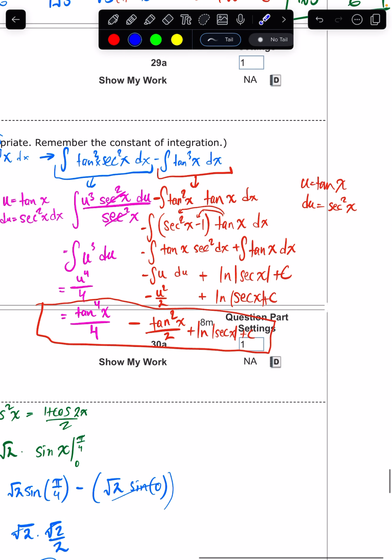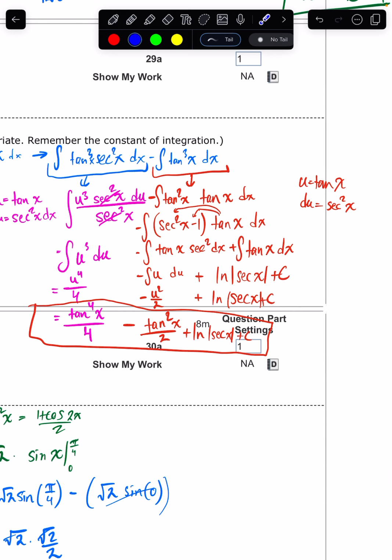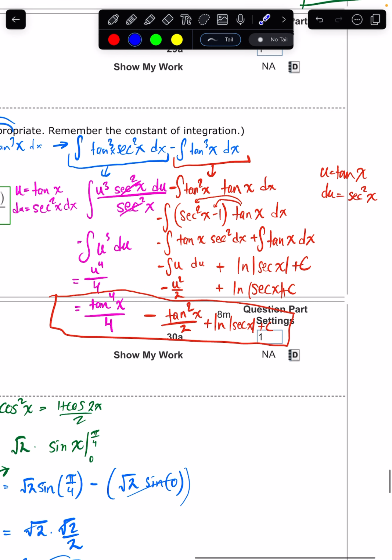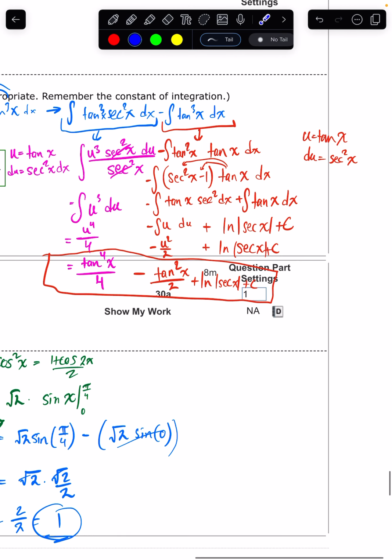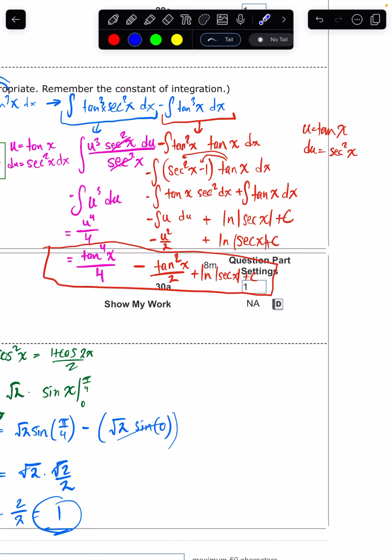Make your u value the tan x, because we know the derivative of tan x is secant squared x. That's how you'll be able to get rid of the secant squared, and you should be left with u cubed just for this side, right? And this side we're going to do separately because it's tan x cubed. Okay, what we did here was plug back in.